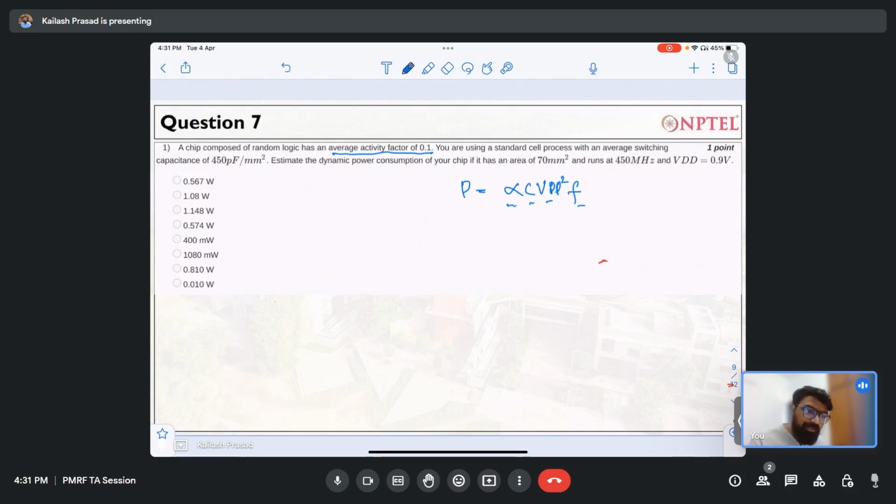The second component is the capacitor, right? Whenever your gate switches, it takes some time to switch, right? And why is it taking some time to switch? Because of the intrinsic or parasitic capacitances which are associated with the transistor. So the more the capacitance, the more the slew will be, right? So it will take more time to switch. And if it is taking more time to switch, it means for more time your PMOS and NMOS are turned on.